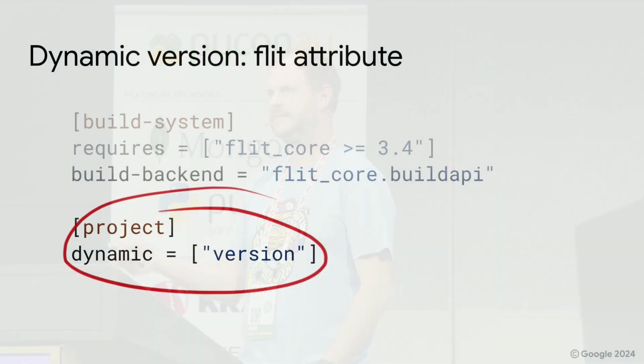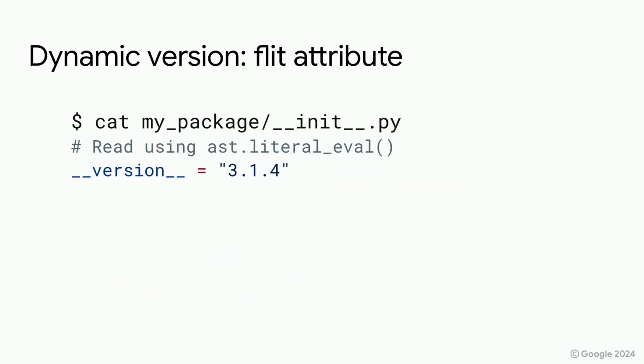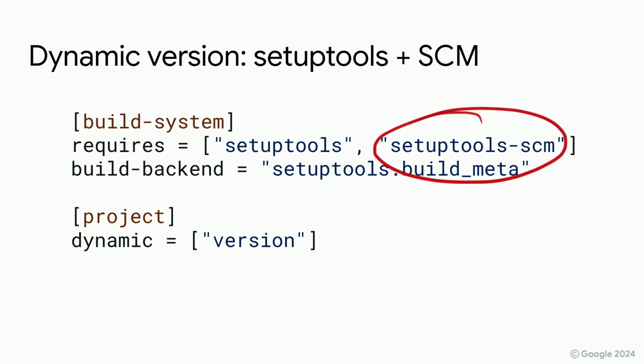So here is flit again with dynamic version, and flit is opinionated. This is all you need to add to your pyproject.toml file, because in your module, in the init file, or if it's just mypackage.py, you can just specify dunder version with the version number, and ast.literal_eval will read it in, and you get your version. You can also use something like setuptools-scm in your build system requires, and this will automatically pull the version from your source code management.